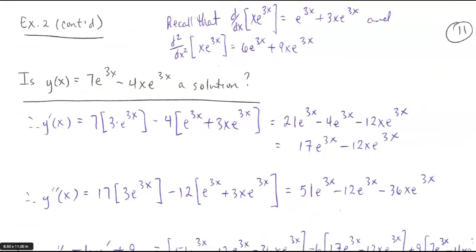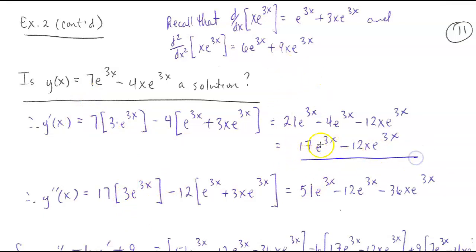Okay, so the next example, using the same differential equation here, we see that y of x is equal to 7e raised to the 3x minus 4x e raised to the 3x. For this one, I've already worked it out. Since you have an idea of how this works from the previous example, I'll just talk through this one. We need to first take the first and second derivatives of both of these functions, and of course, you see that I have done that here.